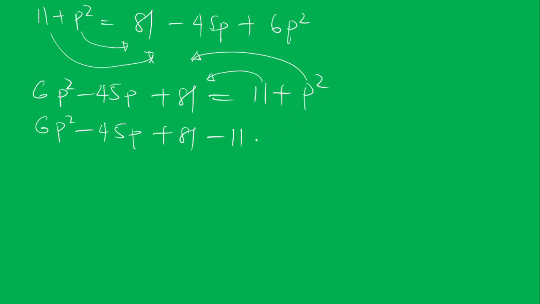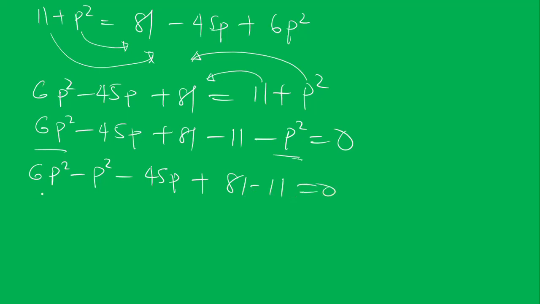This one is positive here, it becomes minus p squared, which is equal to 0. So now arrange the like terms together. You have 6p squared minus p squared minus 45p plus 81 minus 11, which is equal to 0. So now with this, you have 5p squared minus 45p plus 70 equal to 0.